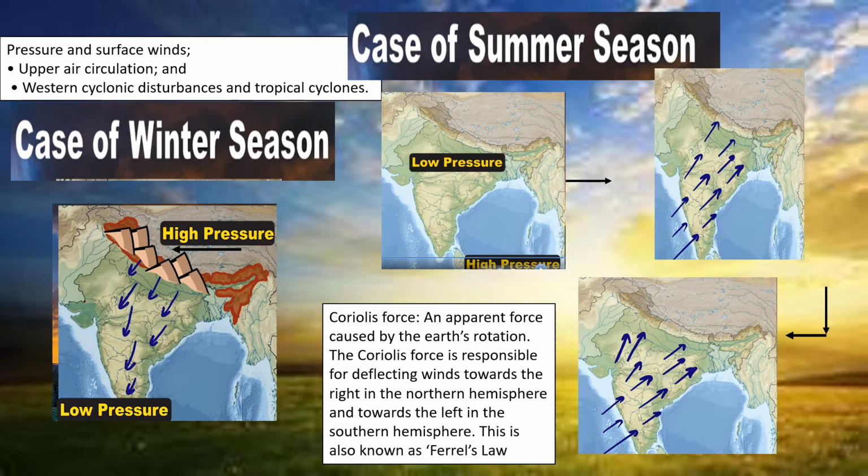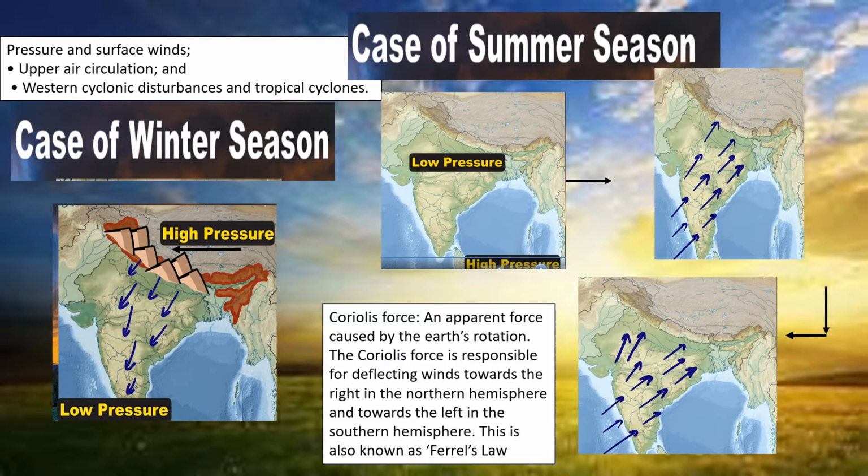Now let's take what happens in winter season in India. In winter season, the land is cold and the water is warm. So high pressure is there on the land and low pressure in the water. So again the wind blows in the reverse direction, that is from land to sea. When it blows from land to sea, it does not carry any moisture.